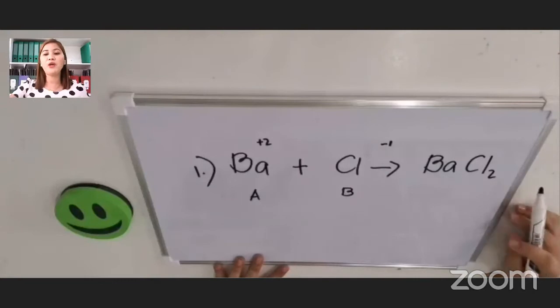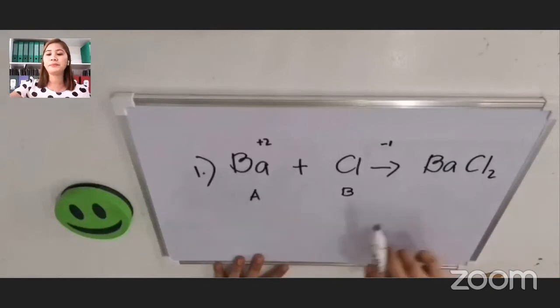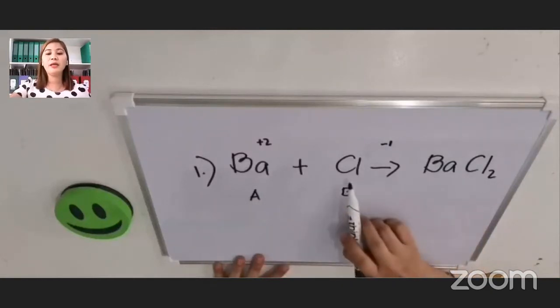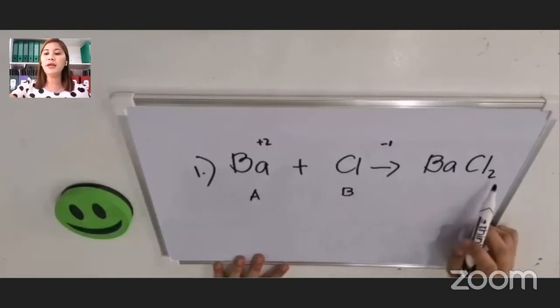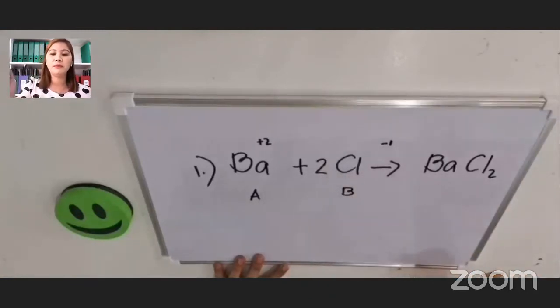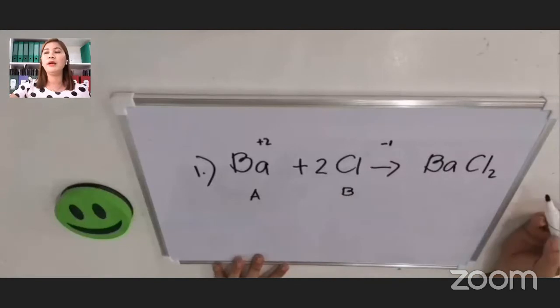Let's check if the equation is balanced. Now, in the reactant side, 1 for barium. The product side, 1 for barium, balanced. In the chloride, 1 for chloride in the reactant side. In the product side, it has 2, 1 times 2. So we are going to put here 2 to make the equation balanced. So 1 times 2 equals 2 for chloride. The equation is balanced.